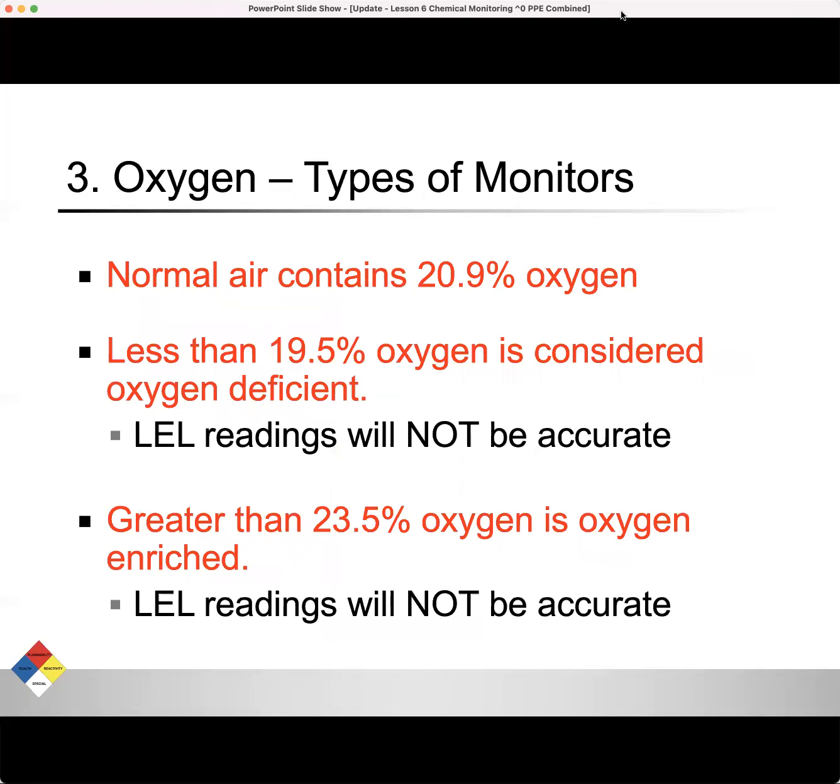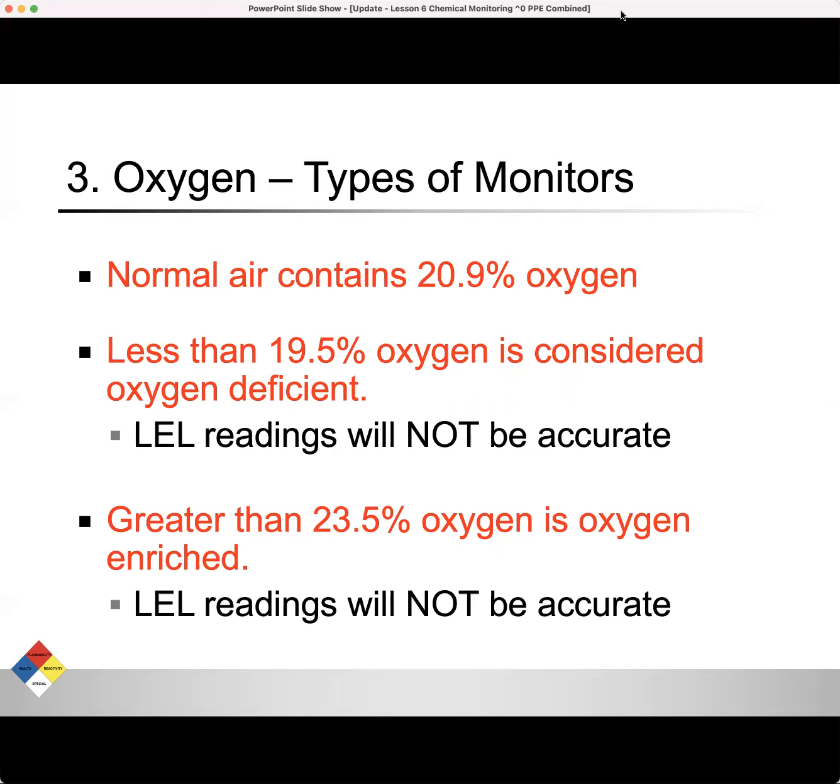So when monitoring for oxygen, normal air contains, now this says 20.9% oxygen. So most of the time you're going to see in general 21% oxygen. Practically, almost every oxygen monitor I've ever used has registered 20.9. So think of 20.9 and 21% oxygen to be the same for our purposes. Anything less than 19.5% oxygen is considered oxygen deficient. Therefore, as I mentioned before, your LEL readings will not be accurate. That's why we have to monitor for oxygen first. We have to make sure there is enough oxygen in the right concentration for our LEL sensor to be accurate.